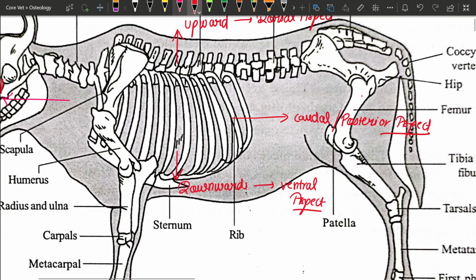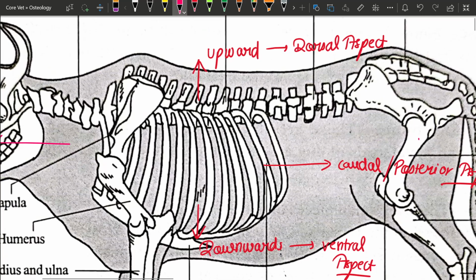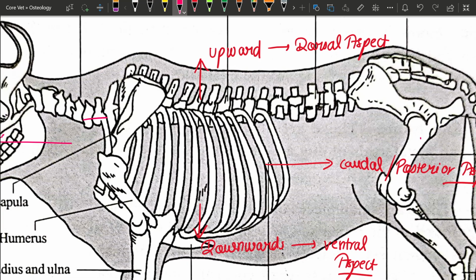Now coming on to the scapular bone. The scapular bone is present cranioventrally, meaning it is facing towards the cranium and the ventral aspect. That's how the position of the scapular bone is. And how is it placed? It is placed obliquely downward, meaning it is facing downwards and forward. You can see clearly in the image that it is going downward and forward.